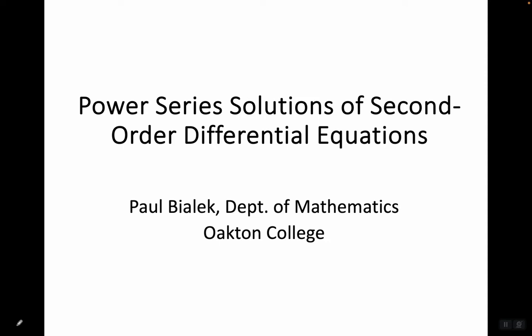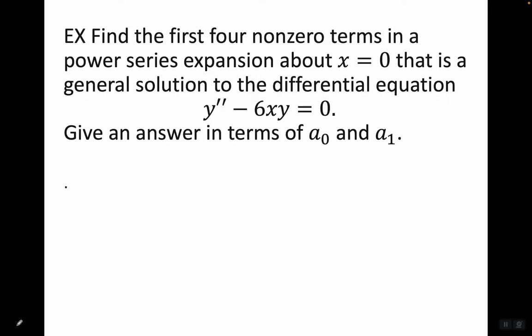Let's talk about power series solutions of second-order differential equations. For example, find the first four non-zero terms in a power series expansion about x equals 0 that is a general solution to the differential equation y double prime minus 6xy equals 0. Give an answer in terms of a0 and a1.